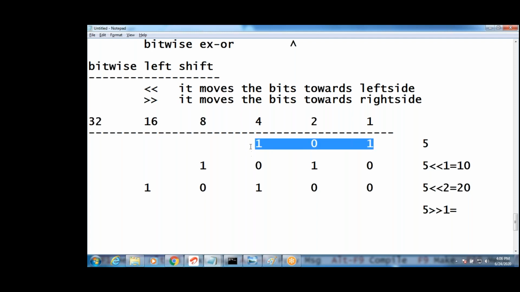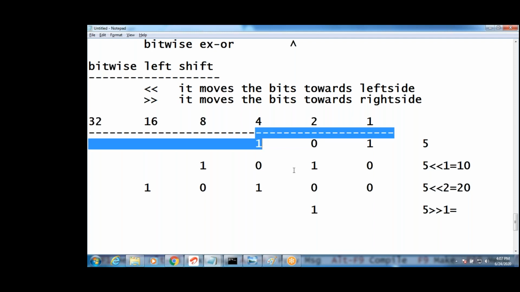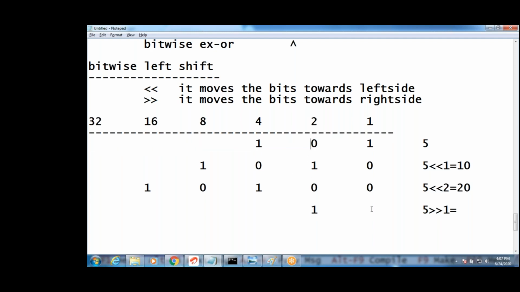Now I am writing 5 right shift 1. What is 5 right shift 1, guys? It's 101, right? Move the bits towards the right side. 1 comes to this place, 1 comes to this place, 0 comes to this place. There are no other positions, right? 1, 0, so two positions will be left. That's all. What is this value, guys? 2.